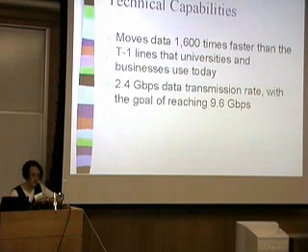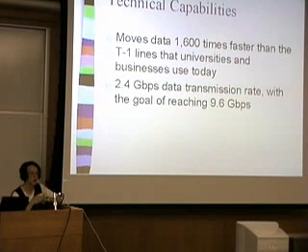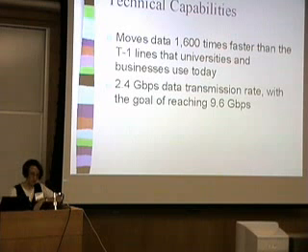Technical capabilities. In a way, it's hard for me to imagine what 1,600 times faster than the T1 line is, what that means at the desktop. But that's what Internet 2 is going to deliver. The Abilene Project right now is operating at 2.4 with the hopes of moving to 9.6, which just seems incredible.